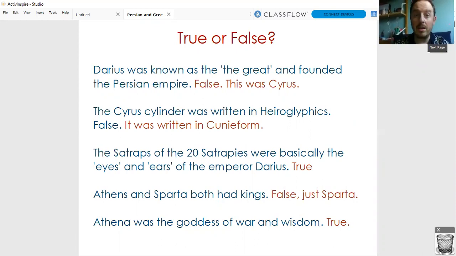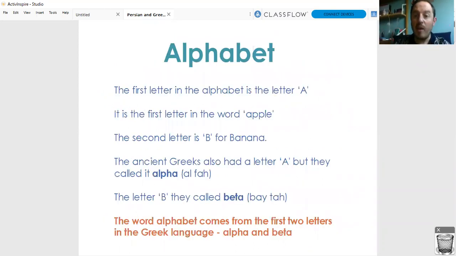Let's move on with our lesson. Let's move on with our new learning, new knowledge going in our brains today. That's exciting, isn't it? Right, the alphabet. Let's talk about this alphabet. Now, I'm sure you know the first letter in the alphabet. It's the letter A. You know that.